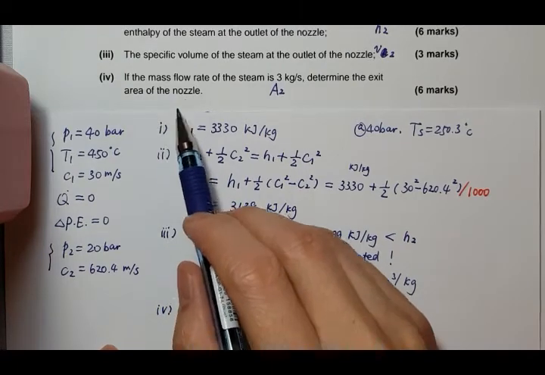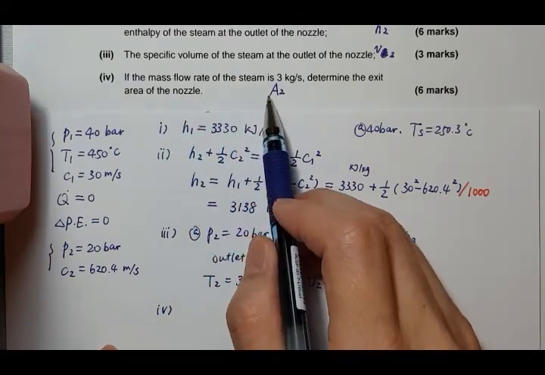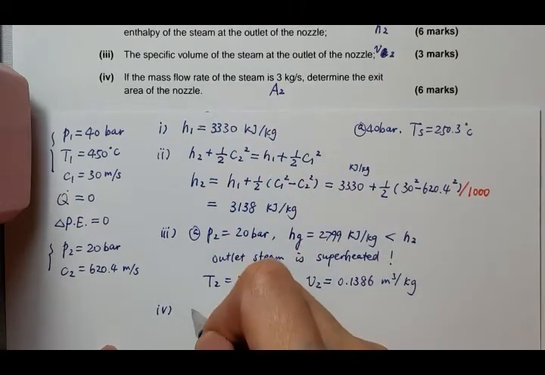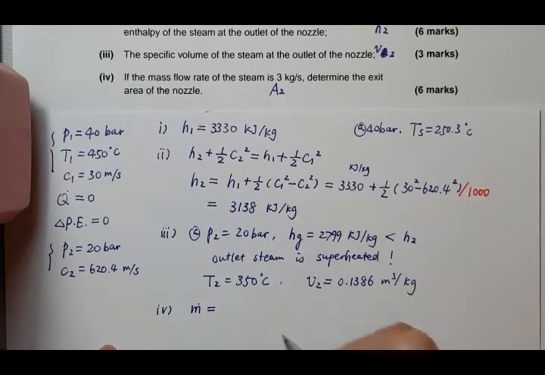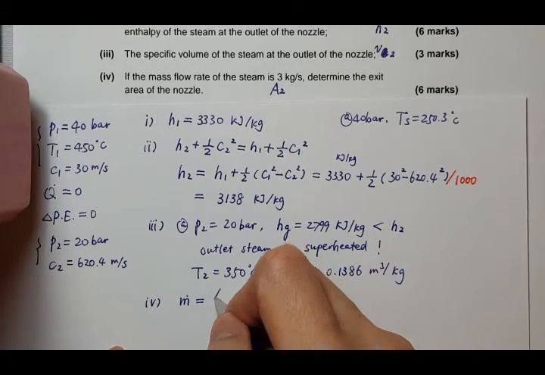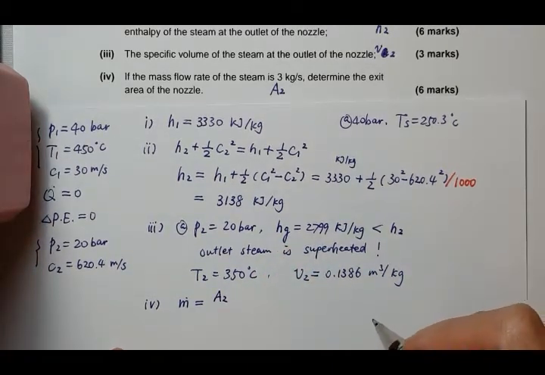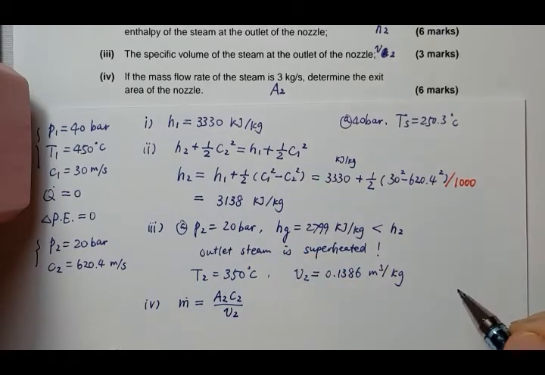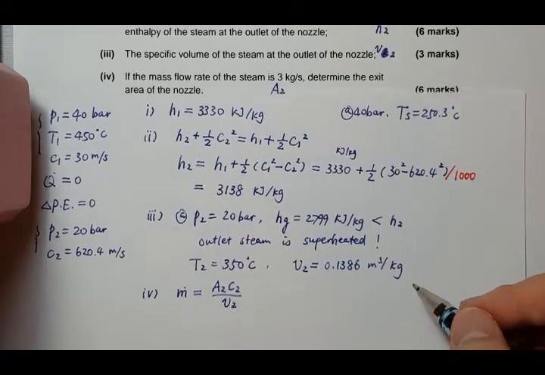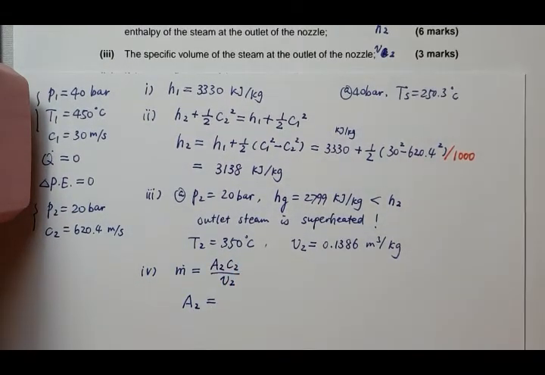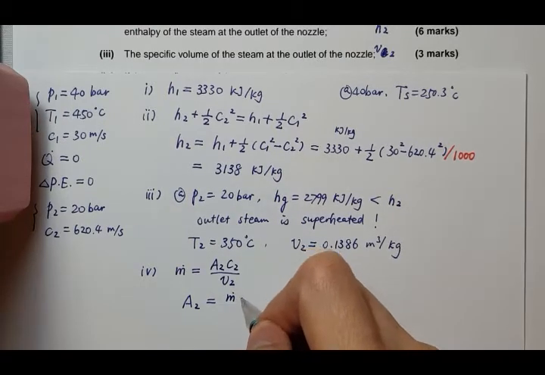The final one is exactly the same way as the previous question Q1, so we're using exactly the same method. We list the formula first of all: m dot is equal to A2 C2 divided by V2. Then we need to calculate A2, so we just rearrange it. It's m dot times V2 over C2.